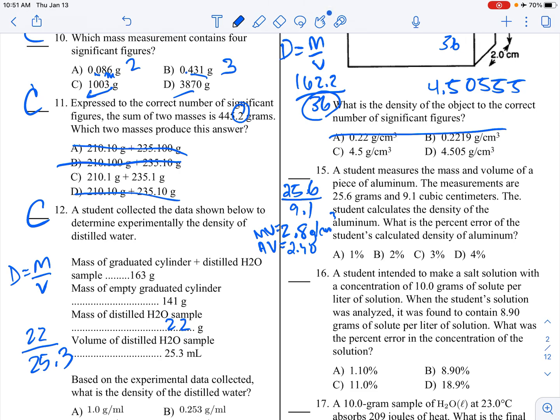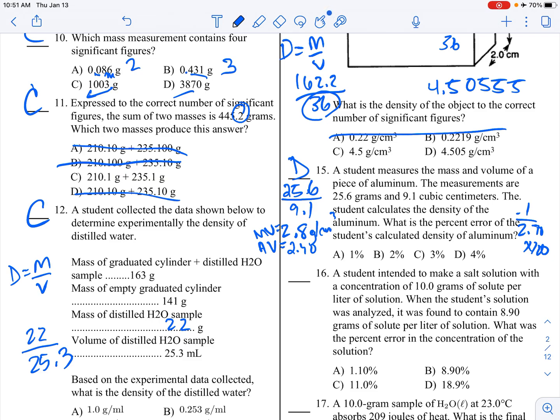So 2.8 minus 2.70 is 0.1. So 0.1 over the accepted, which is 2.70. And then you have to multiply by 100. So 3.7, and so on. It looks like they want us to round up to 4%. Since it didn't ask for sig figs, it just kind of wanted us to do it.